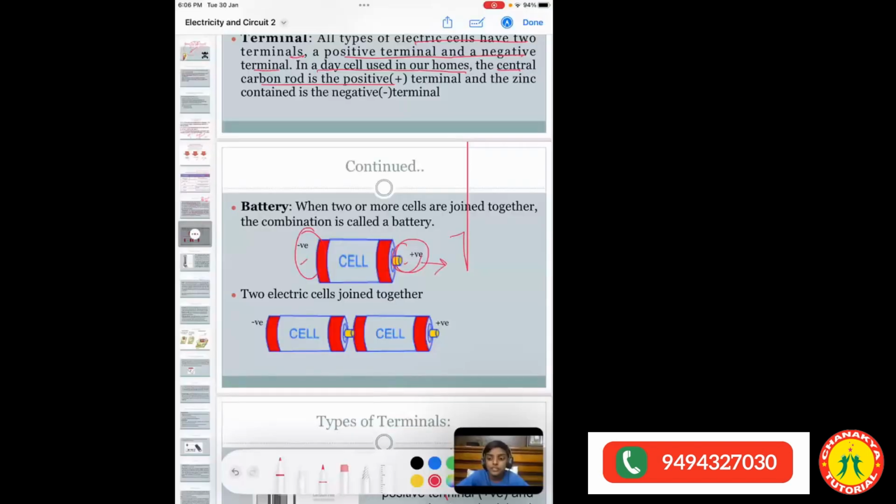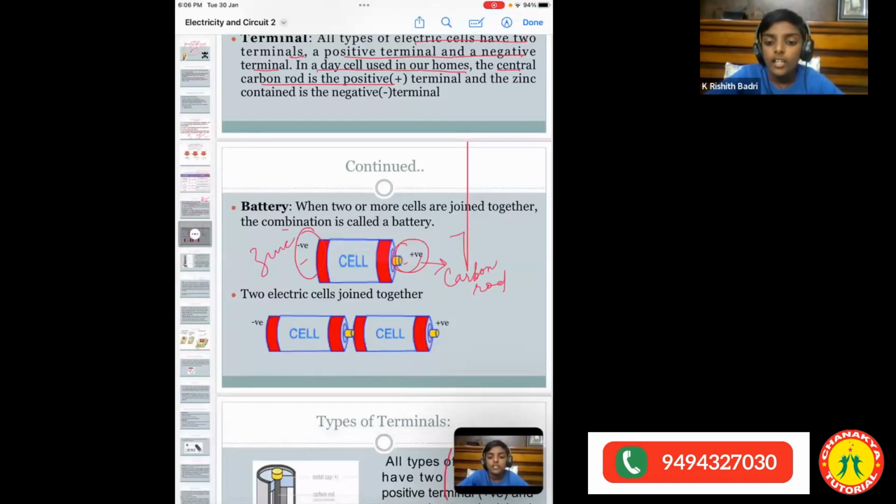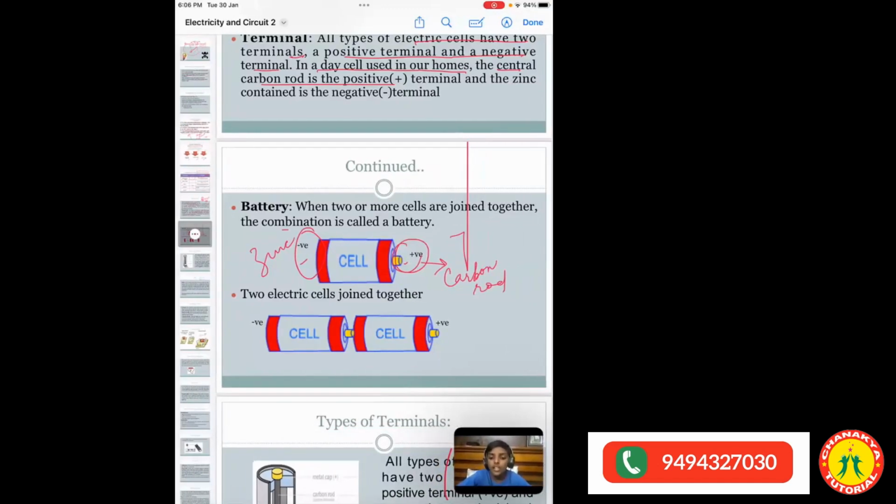Always keep in mind the positive will be made up of the carbon rod and the negative will be made up of the zinc. And why carbon rod? Because the usage of it will be high, carbon has the positive electrical charges, because of which the negative can be attracted easily.